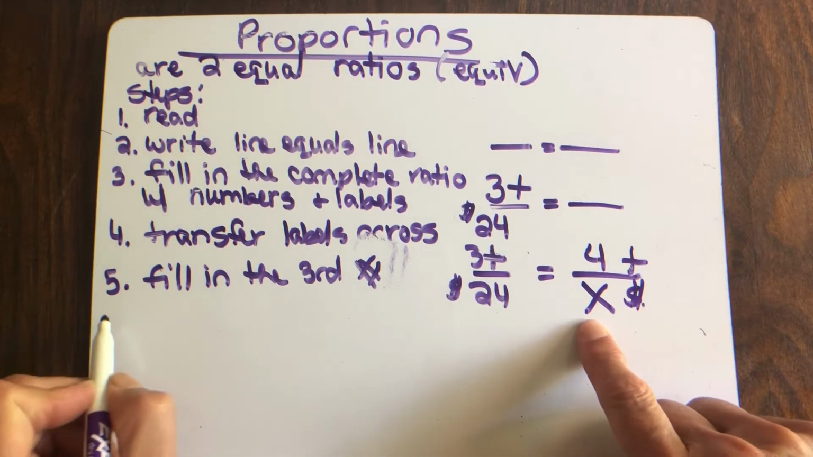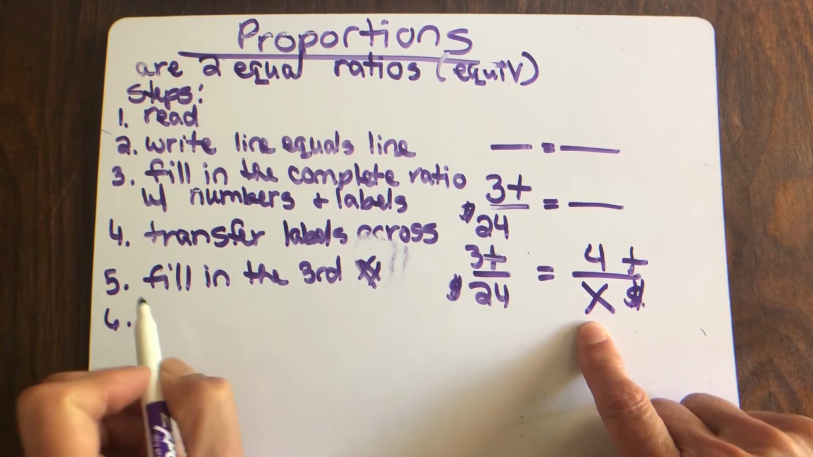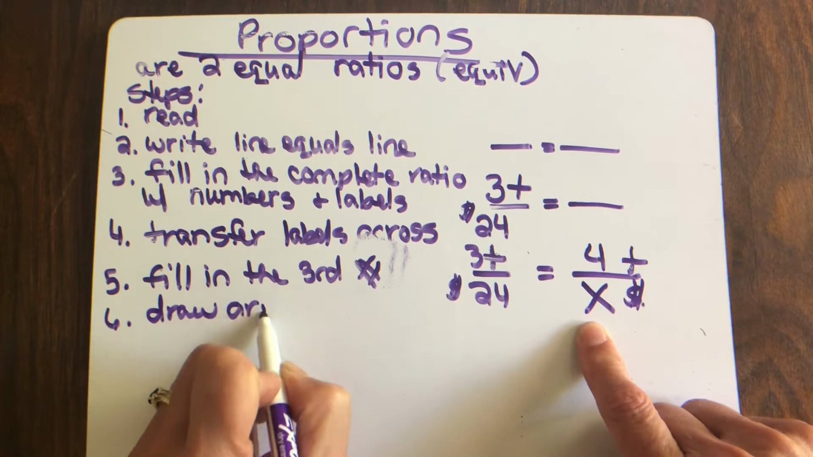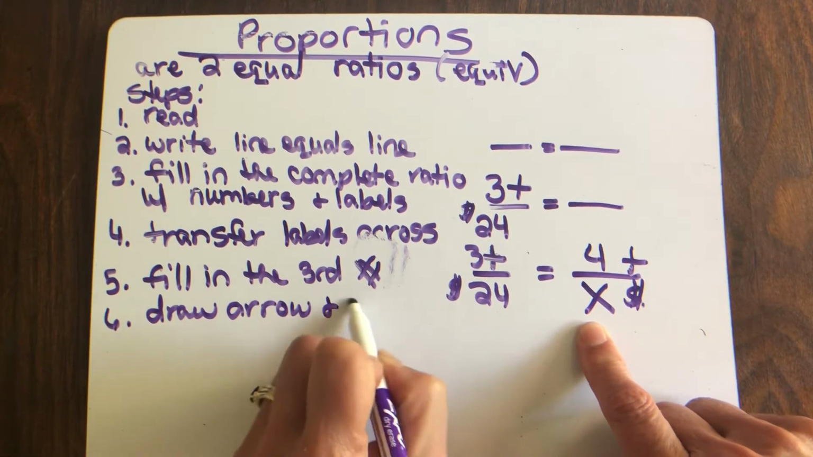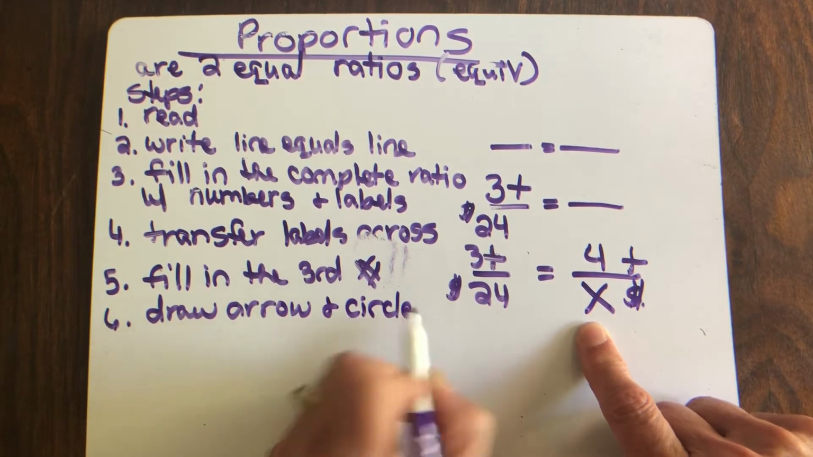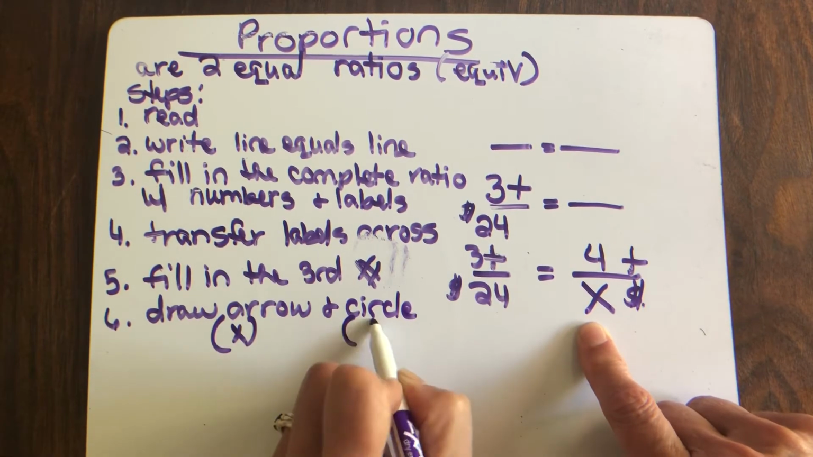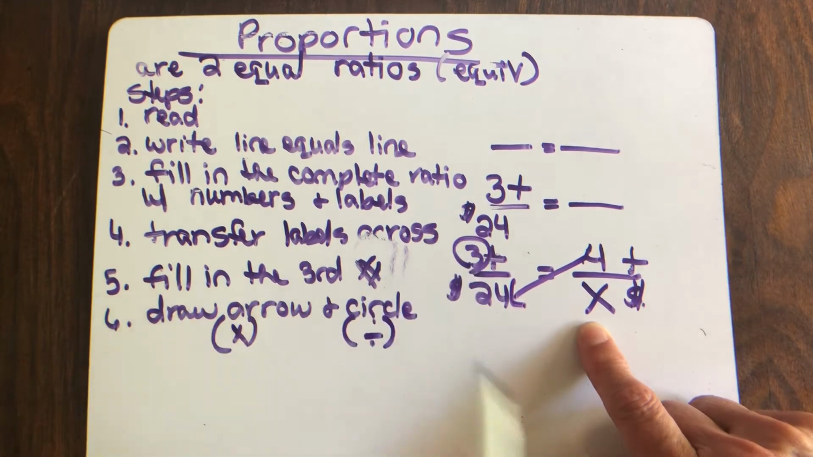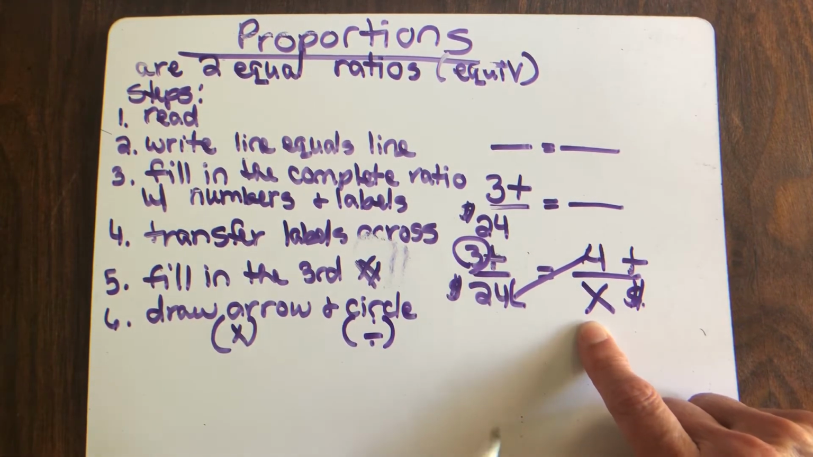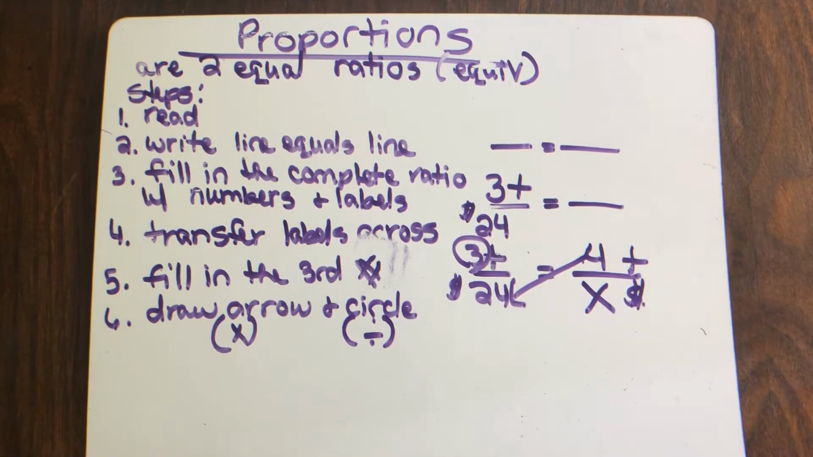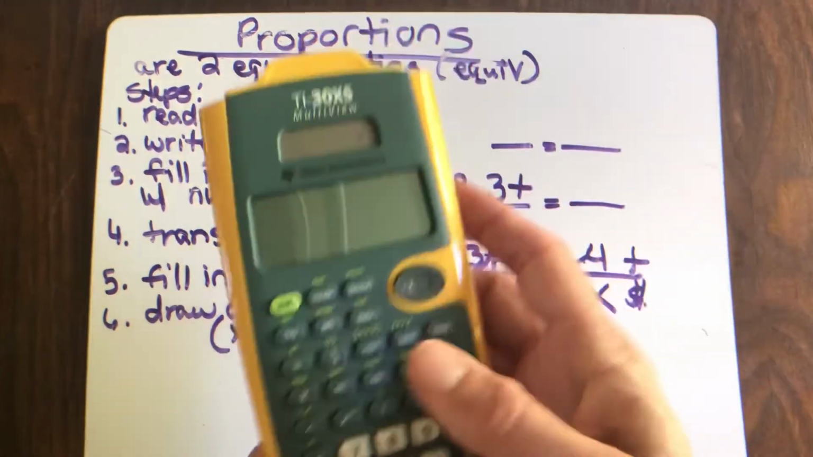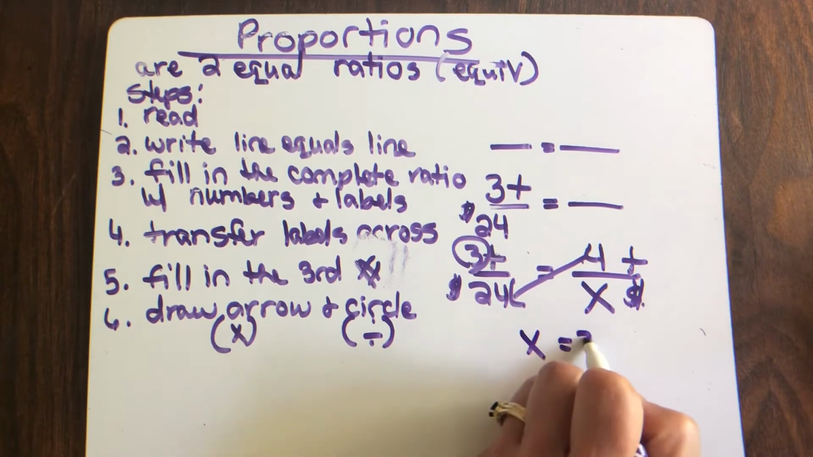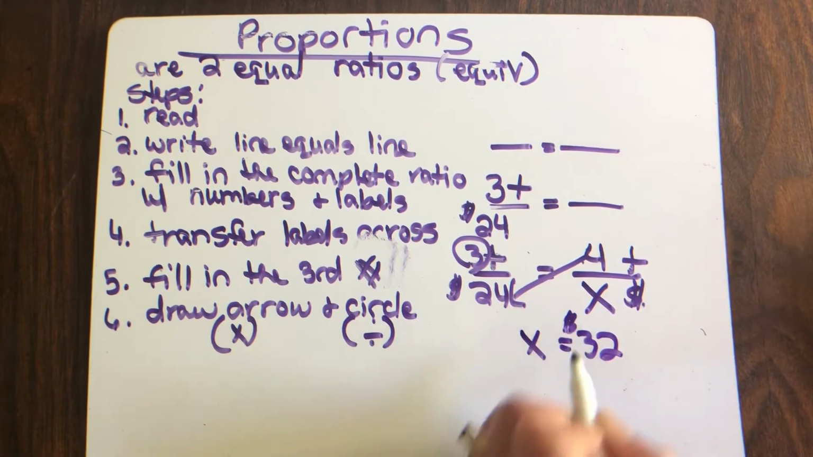Now, from here, do you remember what we did on the previous video? I want you to draw your arrow. You should know what that arrow represents by now. And circle. So remember, the arrow means to multiply, and when you circled, that meant for us division. That's just my little shortcut method. And then you take it to your calculator and solve it. And so what's your answer? Work it out, okay? You get X equals $32 because you were looking for dollars.